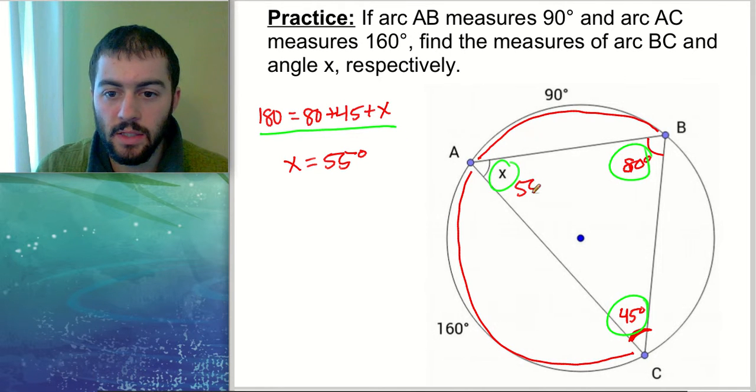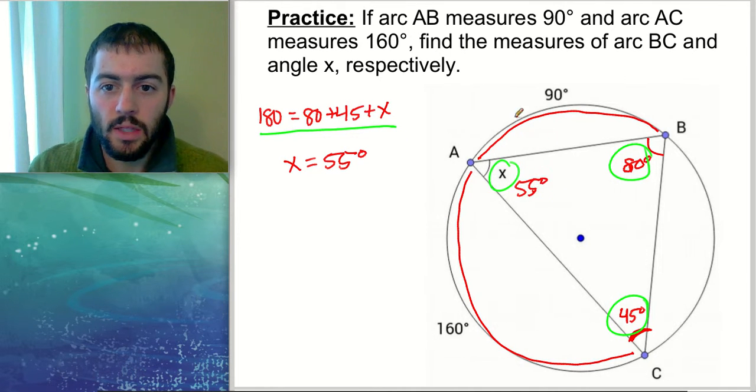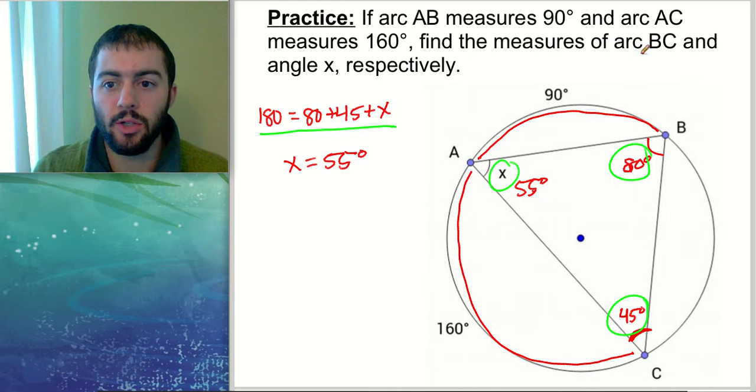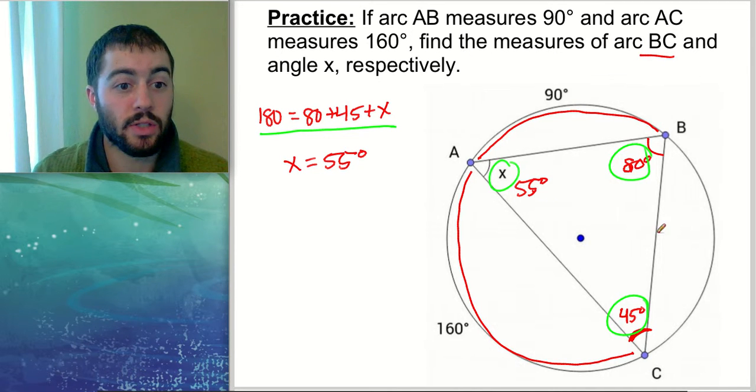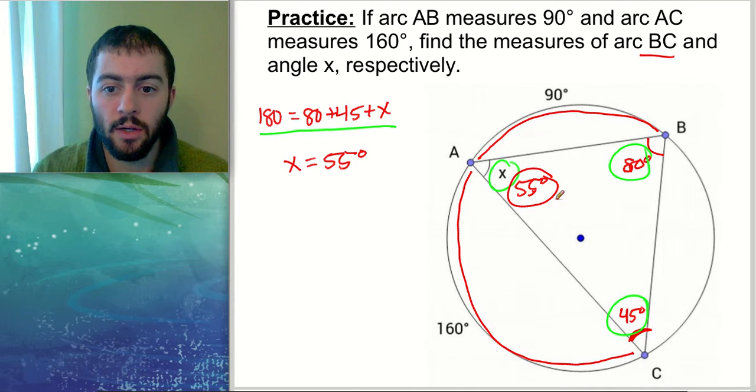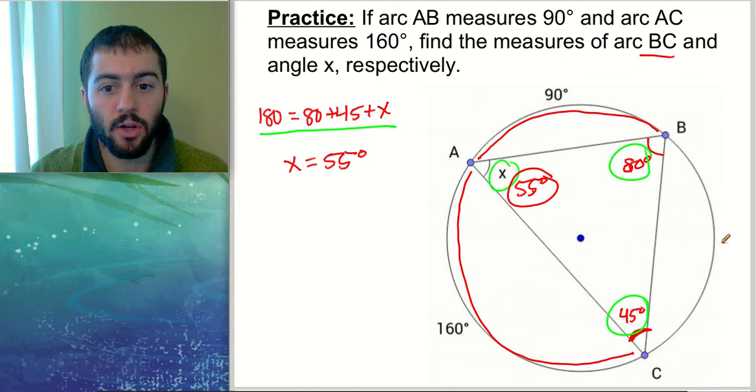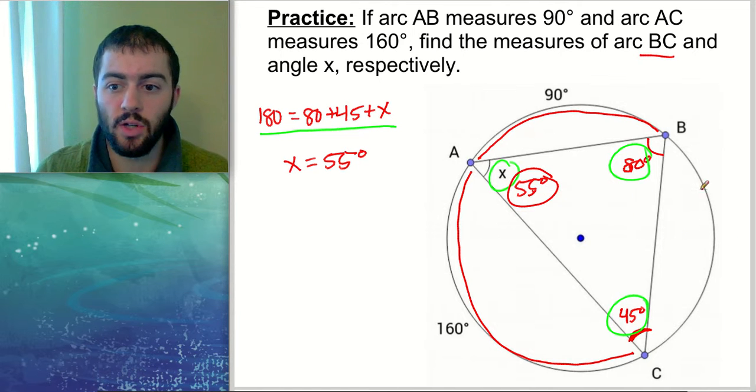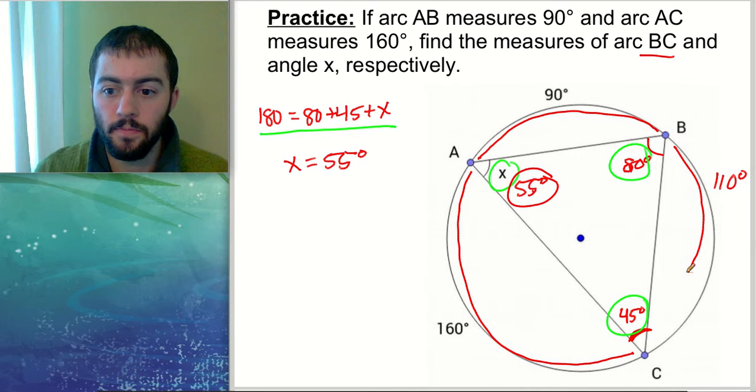So we have angle x is 55 degrees, and then it asks us to find the measure of arc BC as well. So this is going to be using our inscribed angle rule again, except now in the opposite direction. We have the inscribed angle here. We could then find the measure of arc BC by doing double of this inscribed angle. So this would give us 110 degrees for arc BC.